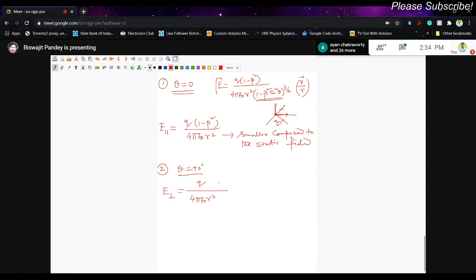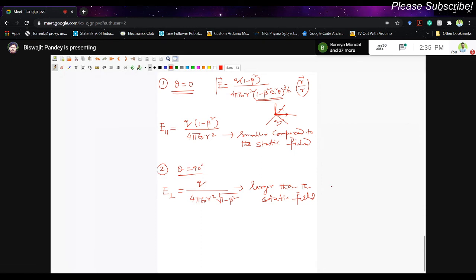You see this part is the same. Only thing is the term in the denominator. This time we will have a term in the denominator, not in the numerator. That will be square root of 1 minus beta square, right? And you can see similarly that this is larger. This is not smaller, it is larger than the static field. You know that the density of lines of force is directly proportional to the strength of the electric field.